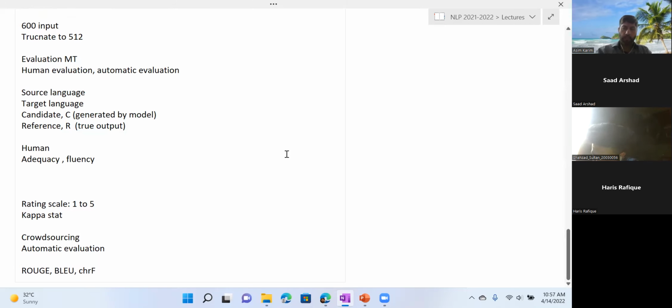So automatic evaluation, this first category of measures is based on overlap of words or characters. Okay? Overlap between what? Between the candidate and the reference. The reference is assumed to be correct, and the candidate is the one that's generated. So we find overlaps between words or characters in the candidate with the reference, and then based on that overlap and maybe precision, recall, and F, we compute Rouge, Blue, or CHRF.